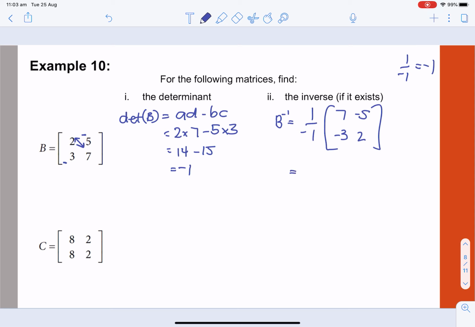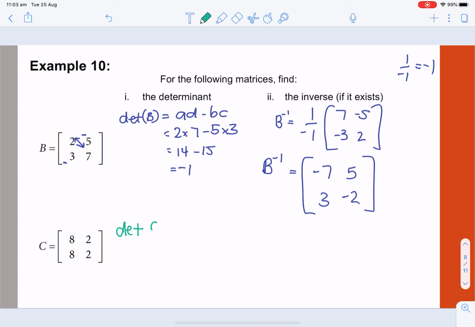So 7 times negative 1 is negative 7. Negative 1 times negative 5 is 5. Negative 3 times negative 1 is 3, and negative 1 times 2 is negative 2. That is my inverse matrix. I'm changing colour so I don't meld everything into each other.